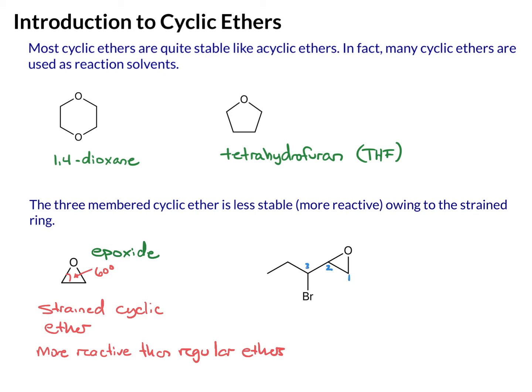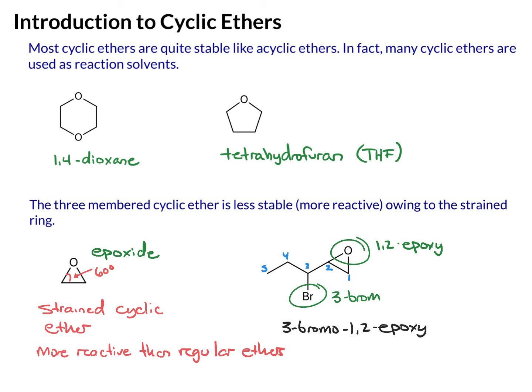We have our parent chain, which has 5 carbons. The substituents, we have a 3-bromo. And this epoxide, because it actually spans 2 atoms, this is a 1,2 epoxy group. So the IUPAC name for this would be 3-bromo, 1,2 epoxy, pentane.